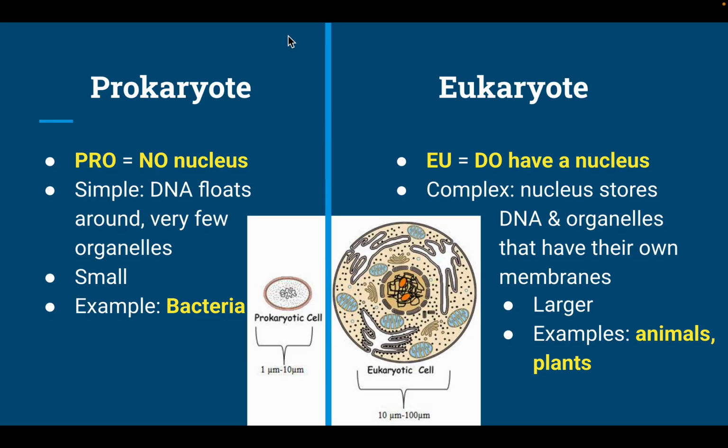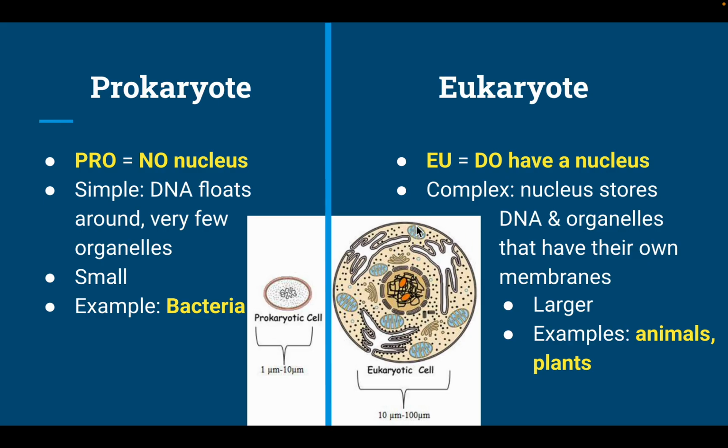All right, we can start organizing cells into categories. There are two categories we can organize cells. Prokaryotes. Pro rhymes with no. No nucleus. These cells have DNA, that is this purple line, that is just floating around the cell. These prokaryotic cells are very small and very simple. An example is a bacteria.